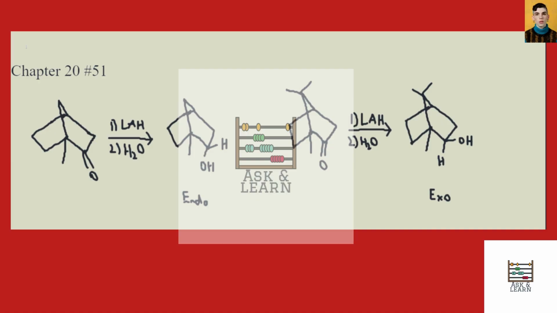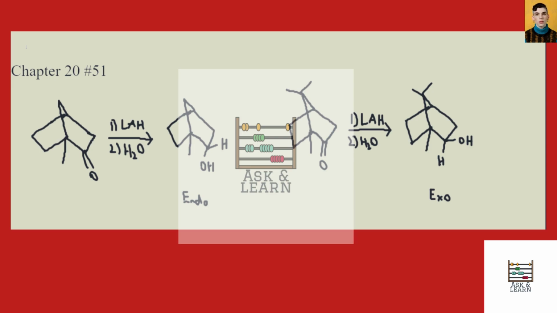This is the answer to Chapter 20, problem number 51 from the Smith Organic Chemistry textbook. This problem asks us to explain why metal hydride reduction gives an endo alcohol as the major product in one reaction and an exo alcohol as the major product in the other reaction. And so basically, the answer here is sterics.